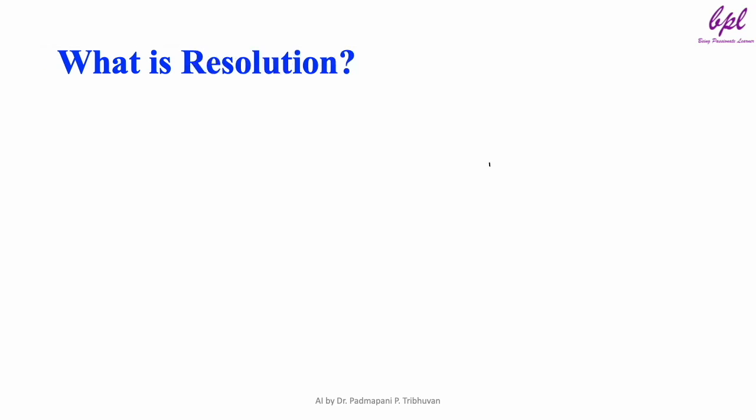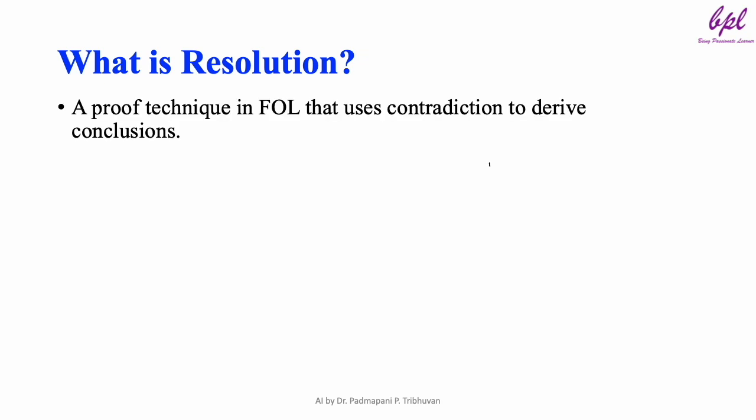Now that we understand FOL, let's move on to one of the most powerful proof techniques, resolution. This method plays a crucial role in automated reasoning and is widely used in artificial intelligence. Resolution is a proof technique in FOL that relies on contradiction to derive conclusions. Instead of directly proving a statement, it assumes the negation of the statement and works towards a logical contradiction.